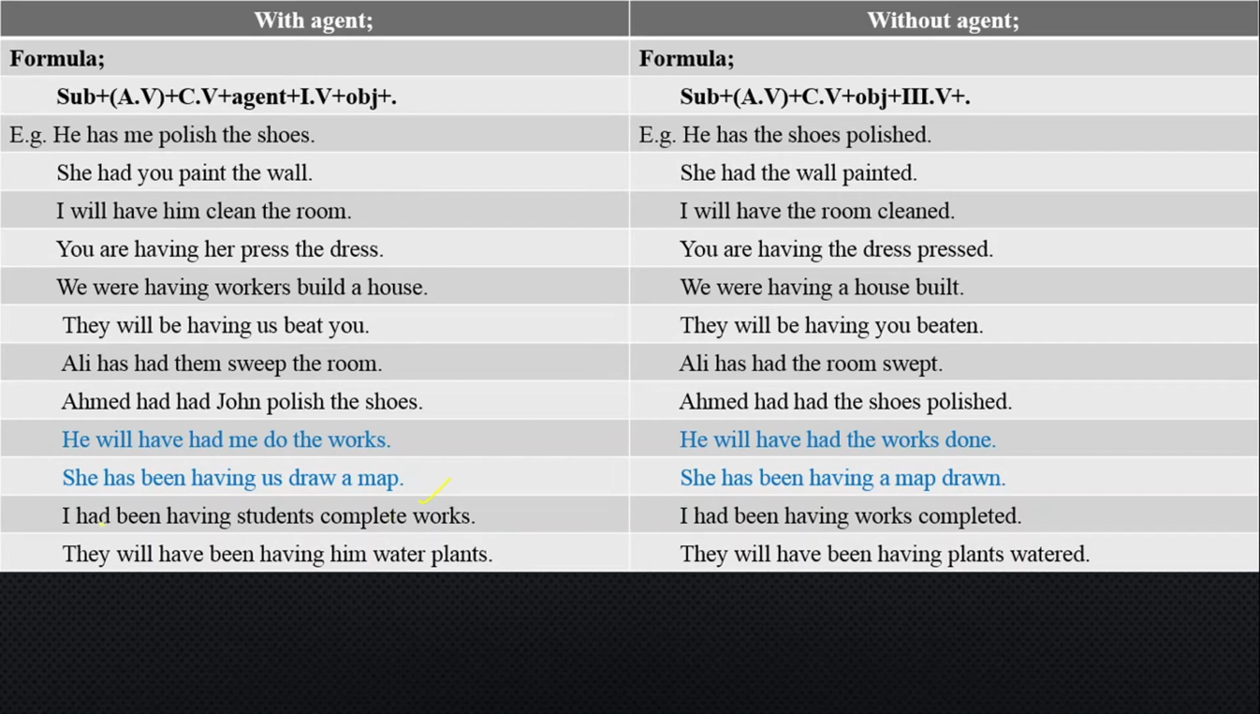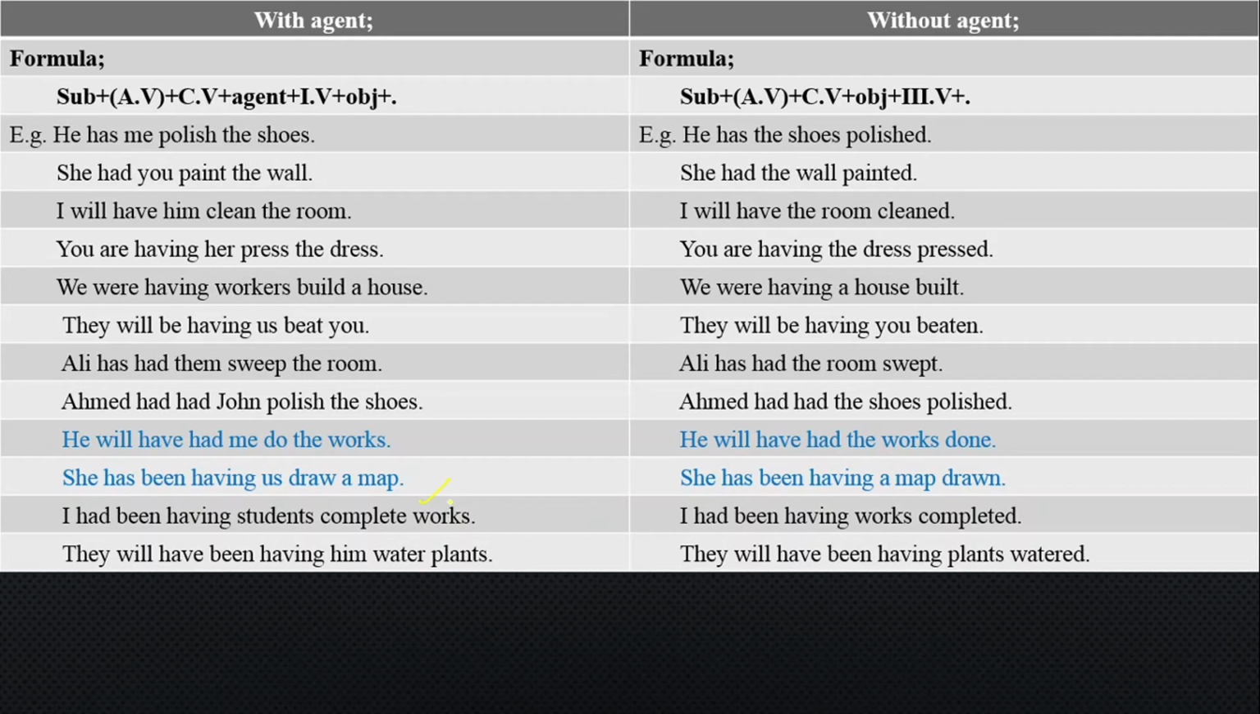What should be the present indefinite of this sentence? I have students complete work. I do not have students complete work. Do I have students complete work? Do I not have students complete work? Don't I have students complete work?